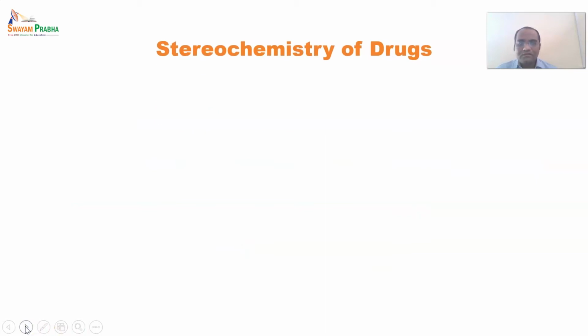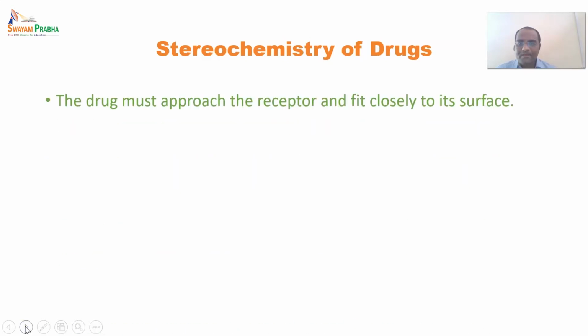So now we'll see stereochemistry of drugs in actual. A drug must approach the receptor and fit closely to its surface. Take an example. When we take a drug into our body, there are a lot of locks, and the drug is like a key.